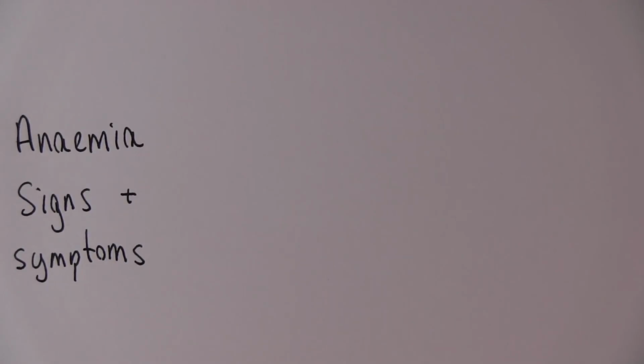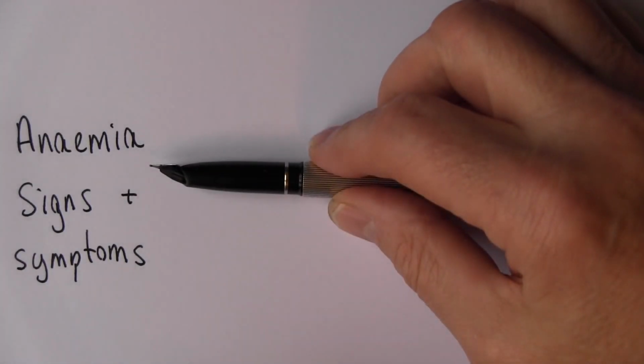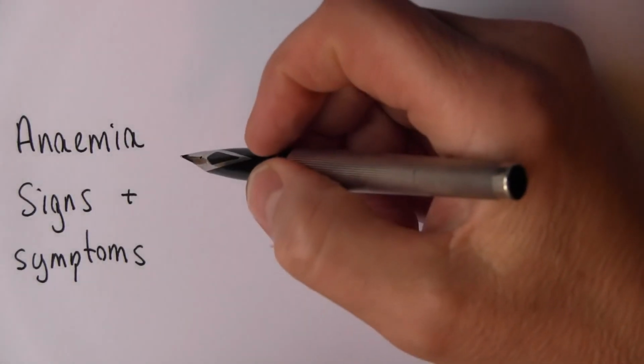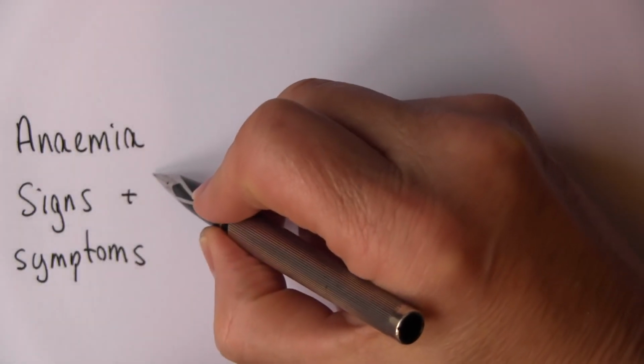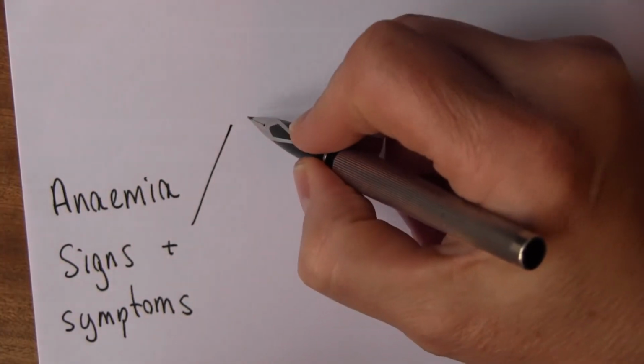So we're carrying on looking at the signs and symptoms of anaemia. And we've just looked at the signs and symptoms generated by the underlying cause of anaemia. But in this section we want to look at the signs and symptoms caused by the anaemia itself. And to do this I want to divide it into two categories. The first one is the clinical features caused by the hypoxia.